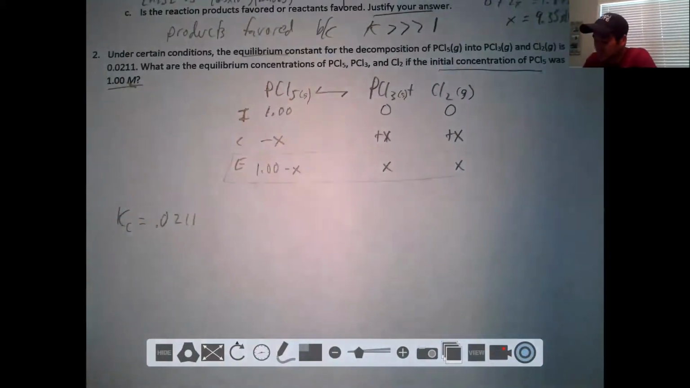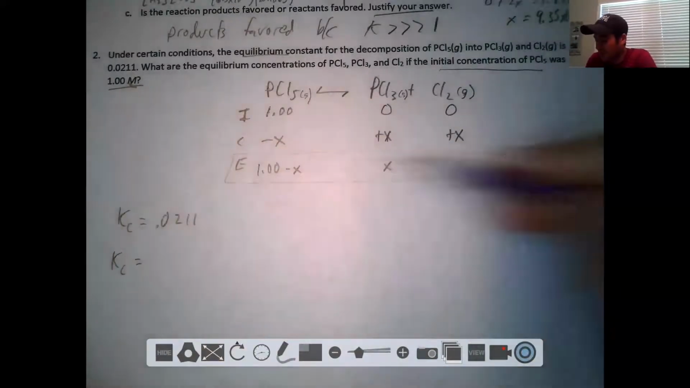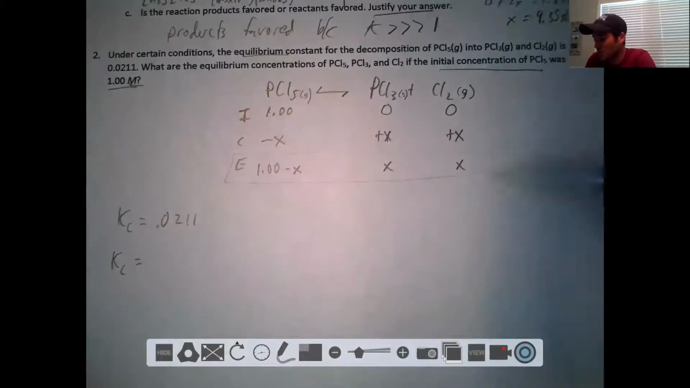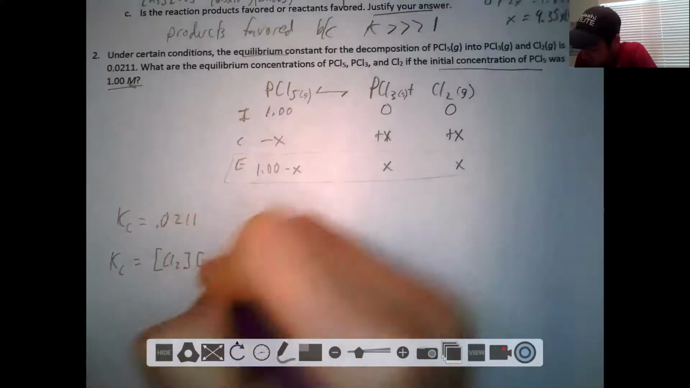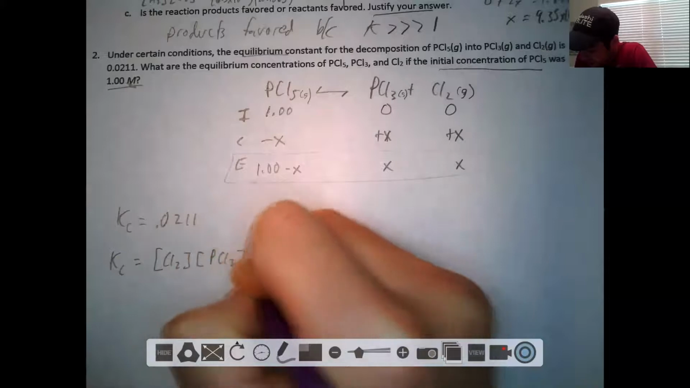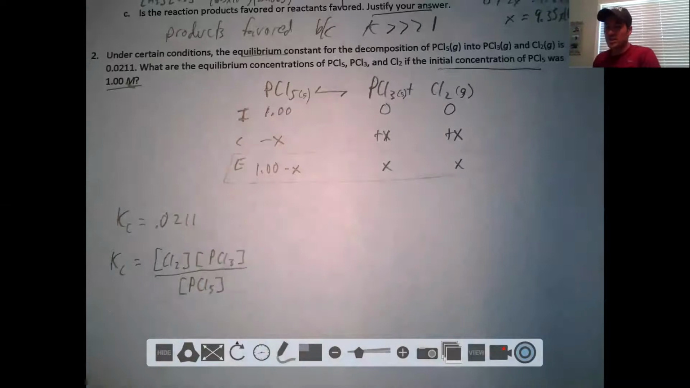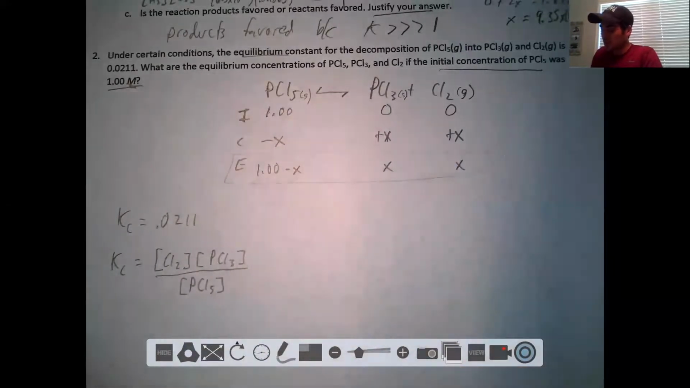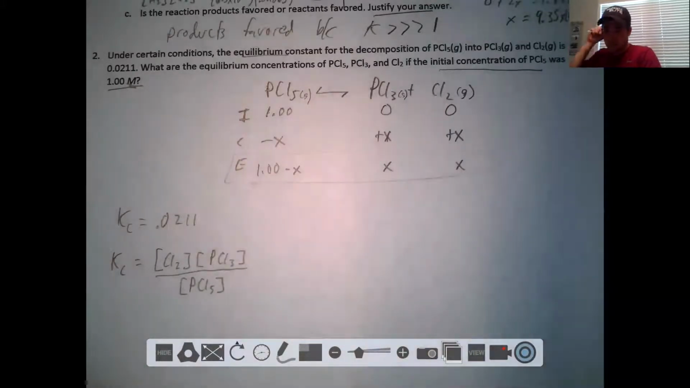Now we can also write our expression. So we've got to find some way to solve for X, because once I solve for X, I know those concentrations. And so we know the expression is concentration of Cl2 times the concentration of PCl3 divided by the concentration of PCl5. That's our expression, right? They're all raised to the 1 power because the coefficient is 1. They're all included in the expression because they're all gases. Remember, gases and aqueous are the only two things we include.